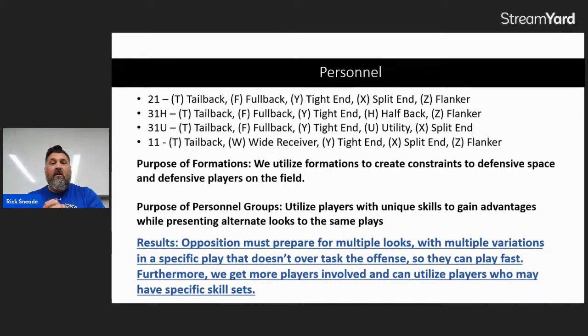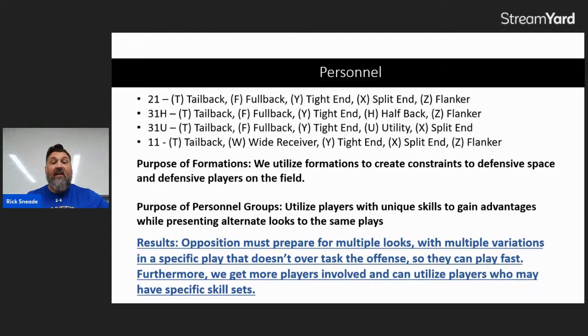Personnel groups, on the other hand, allow us to utilize specific skill sets from specific players to get us in a situation where we're outmatching the other man. Maybe it's speed, maybe it's size, whatever it might be. The result for us is the opposition now has to prepare for multiple looks with multiple variations in a specific play that doesn't overtask the offense. So that means we can still play fast.